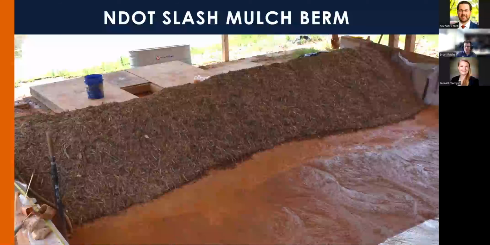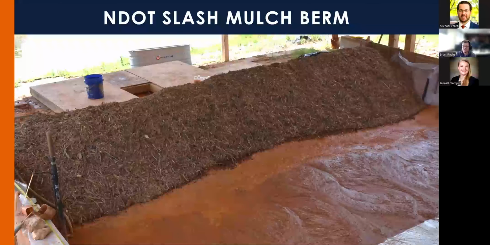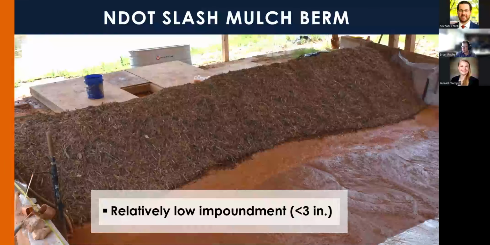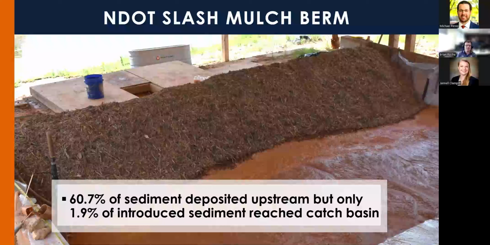So here's our standard berm in action. See here, relatively low impoundment, under 3 inches at maximum. You can tell based on the high water mark that a lot of that material is not really being used for the flow going through it. It's being used to keep the berm in place. But we did see that about 61% of sediment was deposited upstream, but only 1.9% of the introduced sediment was reaching the catch basin. So that's a total sediment capture of about 98.1%. We saw about 38% was getting captured within the berm itself.